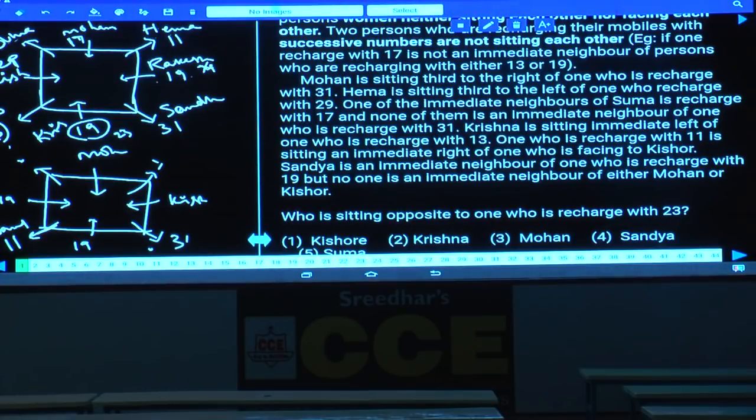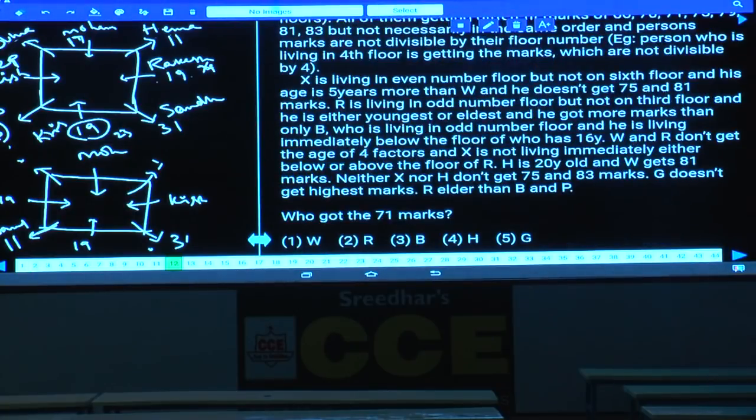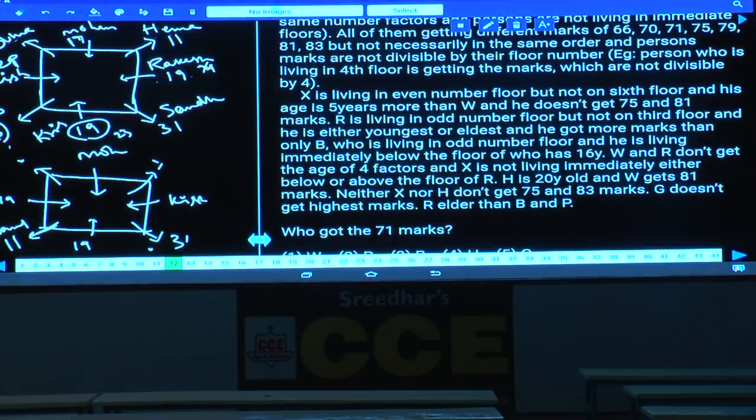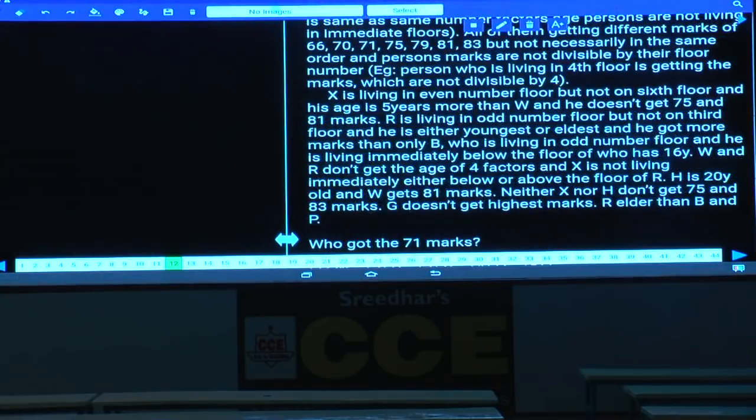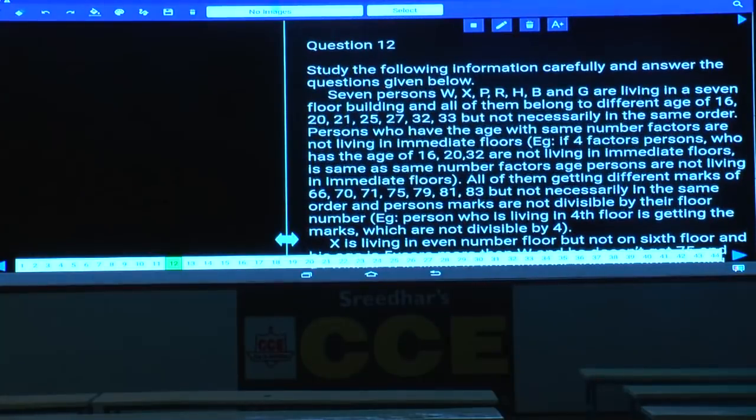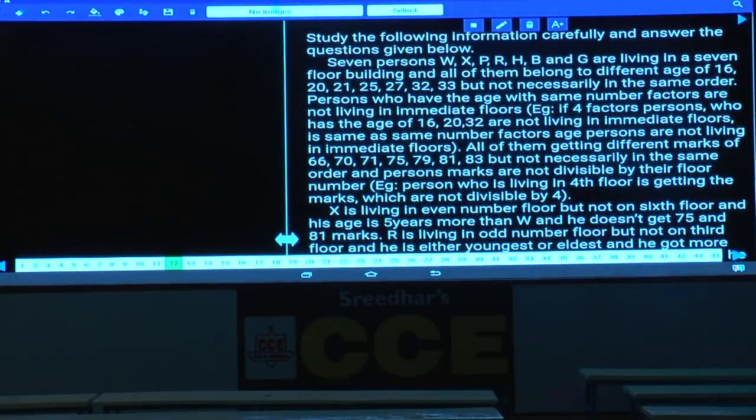As next one, now question numbers 12 to 16. First let us discuss all the puzzles in this one. Now in this 12 to 16, how many persons are there? 7 persons, W, X, P, R, H, B and Z are living in a 7-floor building, and all of them belong to different ages of 16, 20, 21, 25, 27, 32, 33 and so on, but not necessarily in the same order, isn't it?